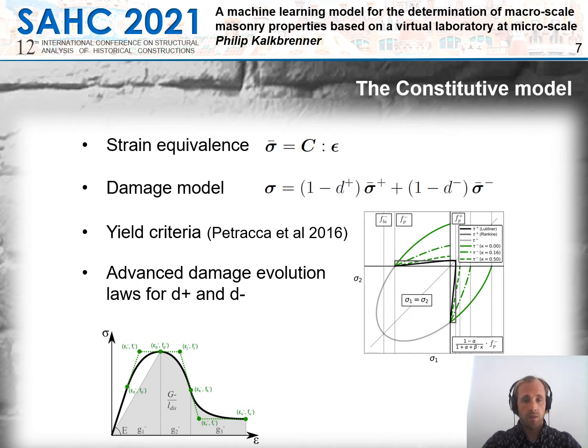We are using a strain equivalent model with the damage parameters D plus and D minus, where we are splitting the stress tensor in order to have different material behaviors. And then we are applying a yield criterion, which is really advanced for masonry. It has been shown by Petracca et al. in 2016. He's using a Lubliner modified approach, and then we are using damage evolution laws for the D plus and D minus, which are really advanced. In this case, we have parabolic curves for compression and tension behavior.